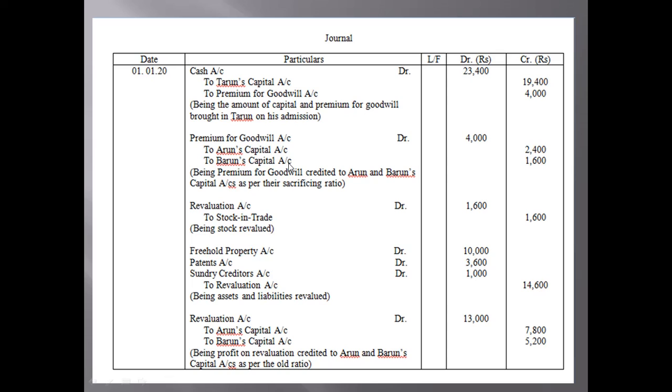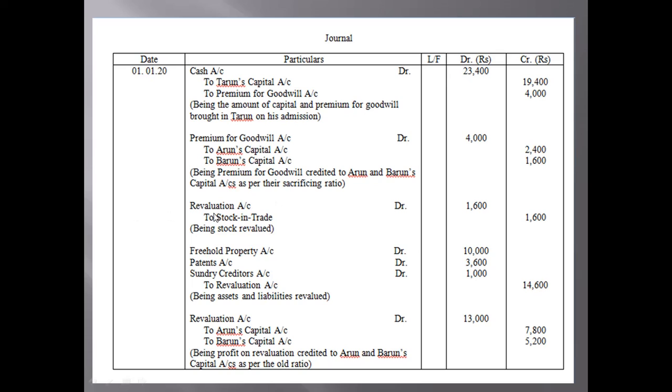Narration. I didn't draw the line because it is not that necessary, but writing narration is very important in the examination also. So premium for goodwill should be distributed between Arun and Varun as per the sacrificing ratio. Do it. Now, while doing these journal entries, listen very carefully because I will not repeat this again. But if you want, I can repeat, so have a look at this video and then give me the feedback. If you want, please ask me questions.